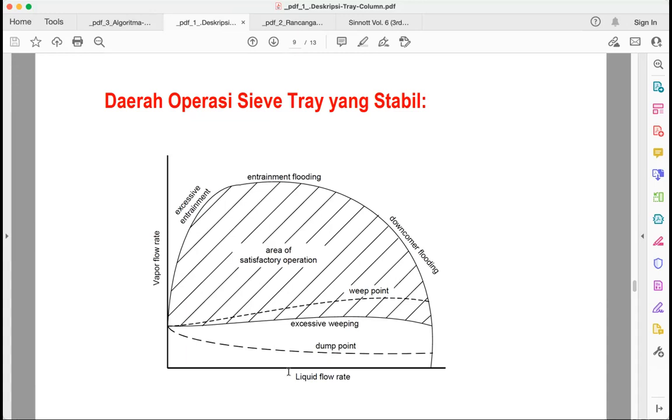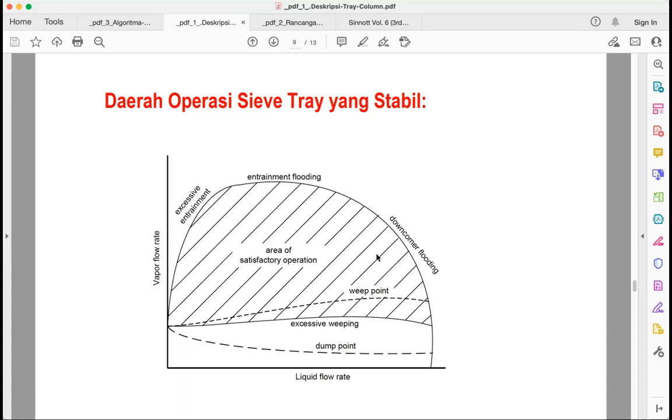Of course we don't want this to happen, so we have to avoid this weep point. Later in the design there's a criterion to check if the tray is weeping or not. If the tray is weeping, then we have to do a new iteration with some other condition. Sometimes we change the diameter, sometimes we change the flow, or some other ideas.